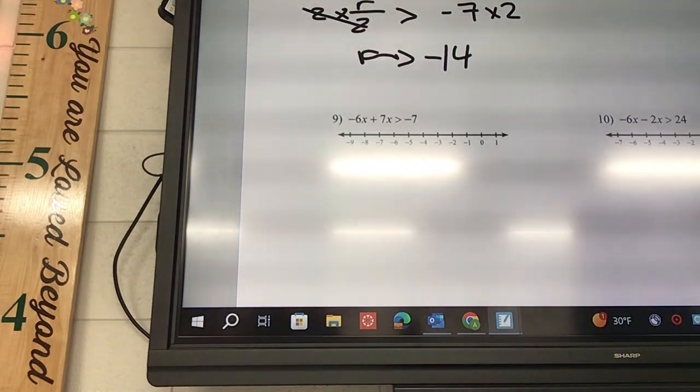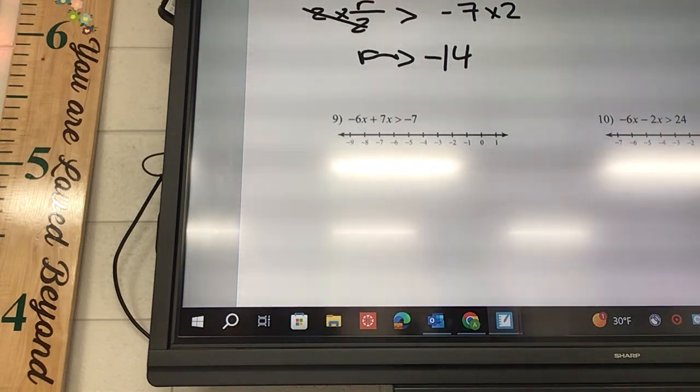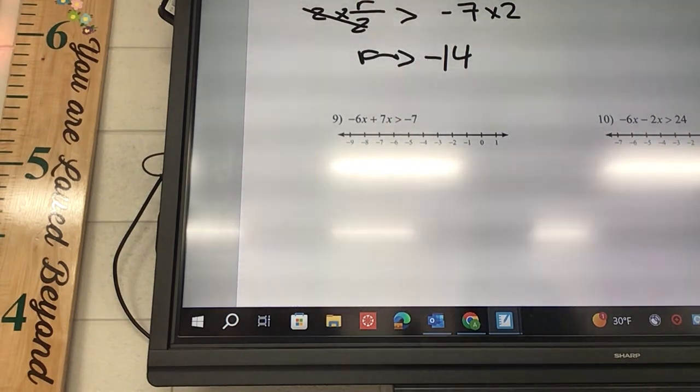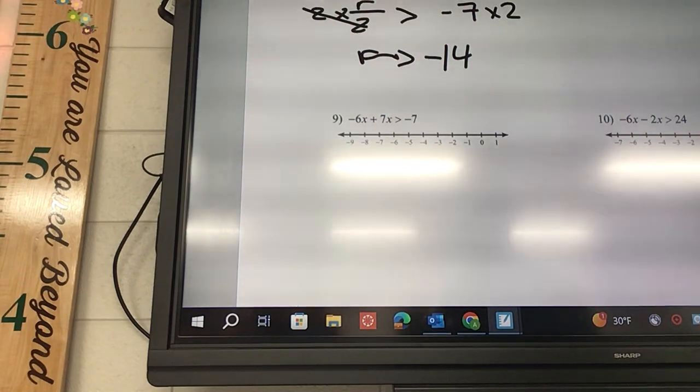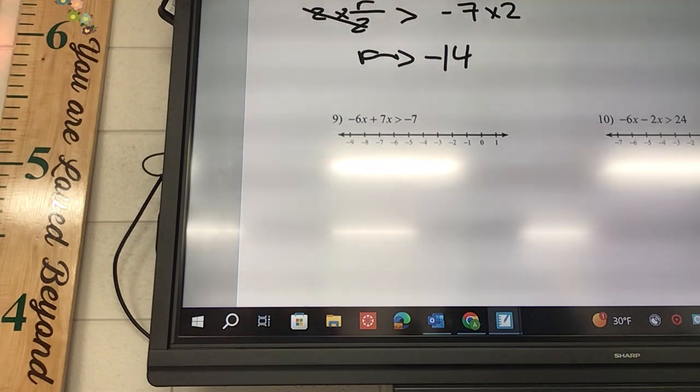Okay, so 1 through 8 was all like what we did yesterday. The rest are multi-step, okay? They're not drastically crazy, but you're either going to have to combine first, or even possibly distribute.